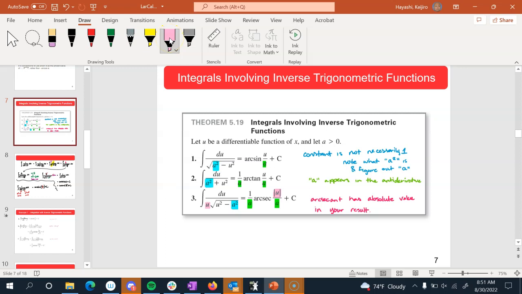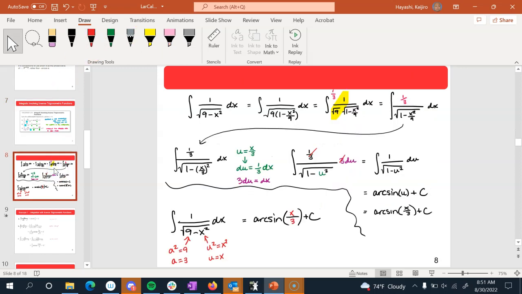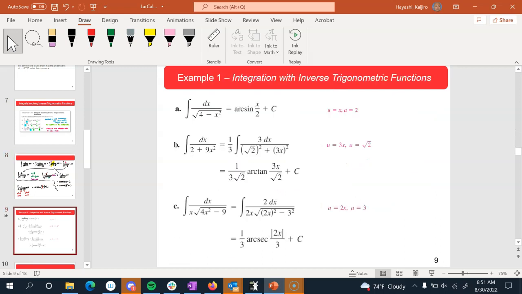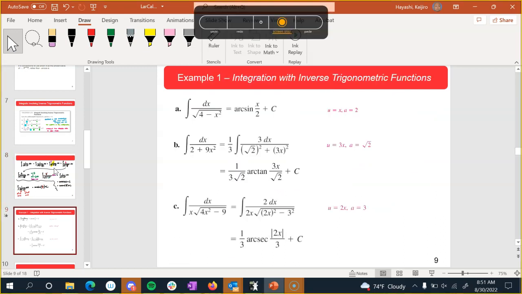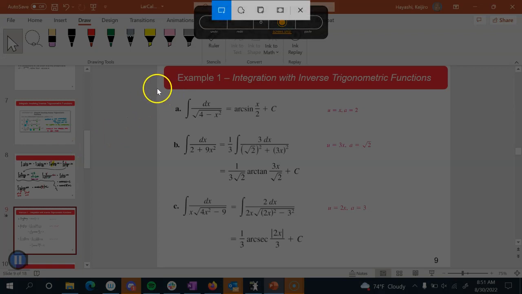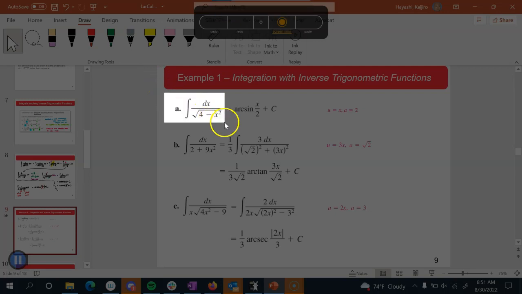What is important to note is that in every one of these, u over a is what's inside the function. But in addition to that, arctangent and arcsecant have an extra 1 over a in the front, whereas arcsine does not. Okay, so let's do a couple of these.